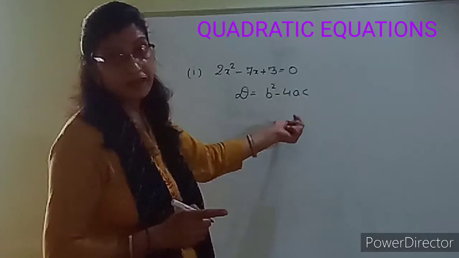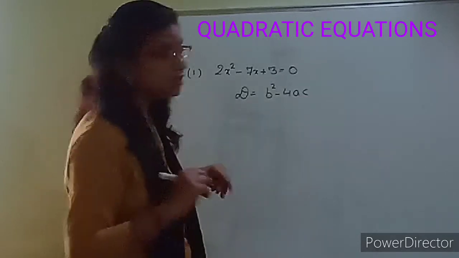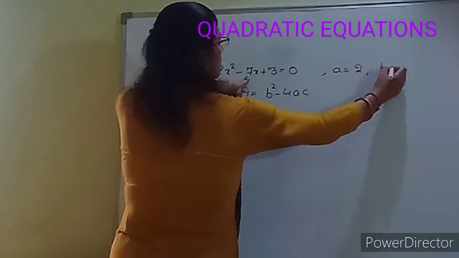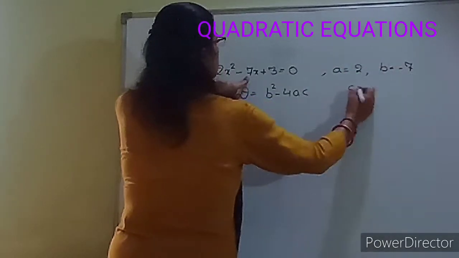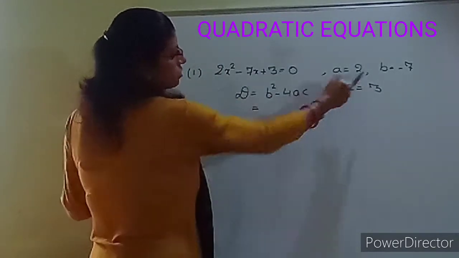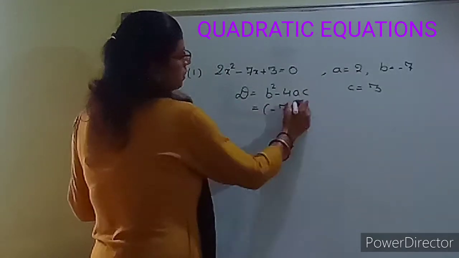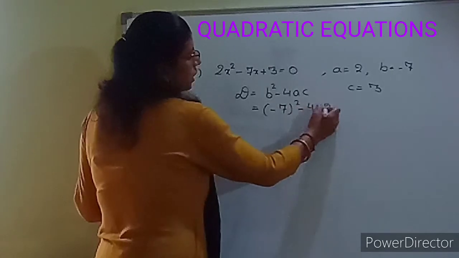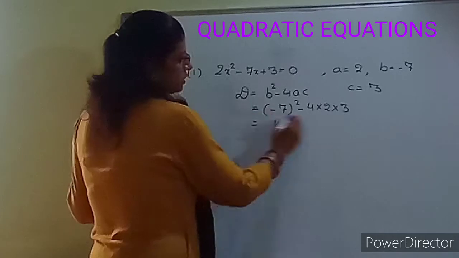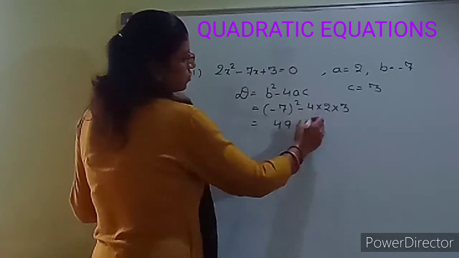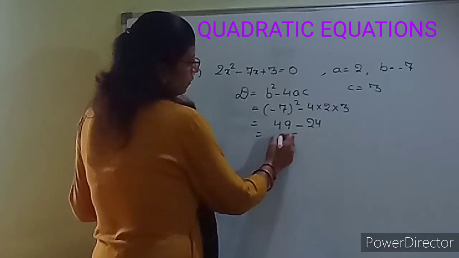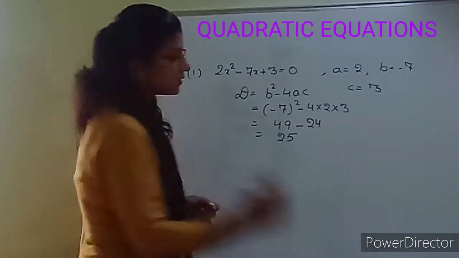This means the discriminant value should come greater than 0. What is a here? A is 2. What is b here? Minus 7. What is c here? Plus 3. Okay, put the values in this. D is equal to b square, minus 7 square, minus 4 into a into c. So you will get 49. Minus 3 sixes are 24, so you are getting 25. It is greater than 0.